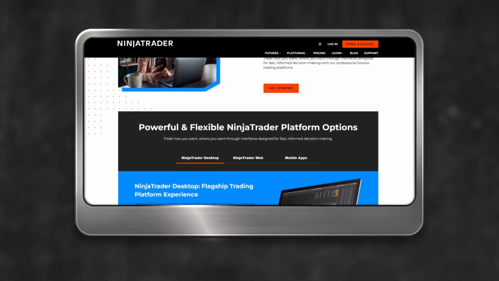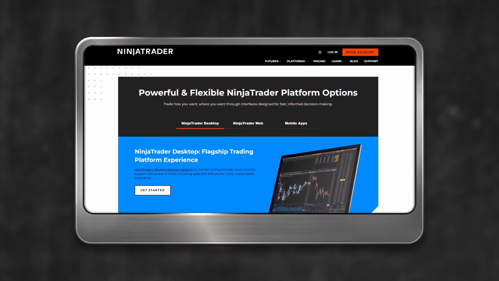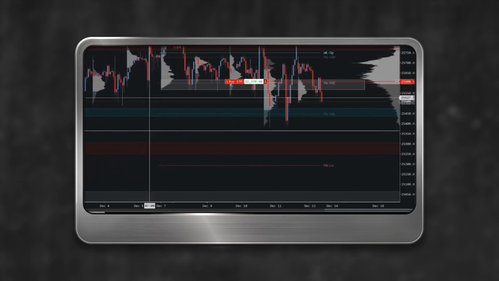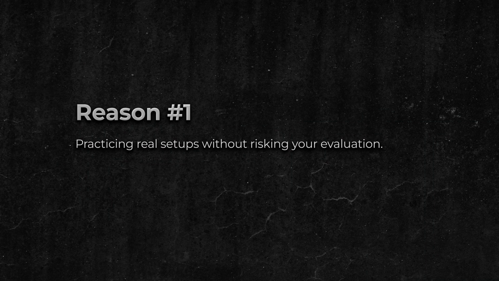You can download Market Replay data directly within the NinjaTrader platform and connect to the Market Replay playback connection to start selecting sessions. Once connected, you control the pace, slowing down to analyze specific setups or speeding up to move through multiple sessions efficiently. With all that said, let's get into the 5 reasons prop traders should be using Market Replay. The first is practicing real setups without risking your evaluation.